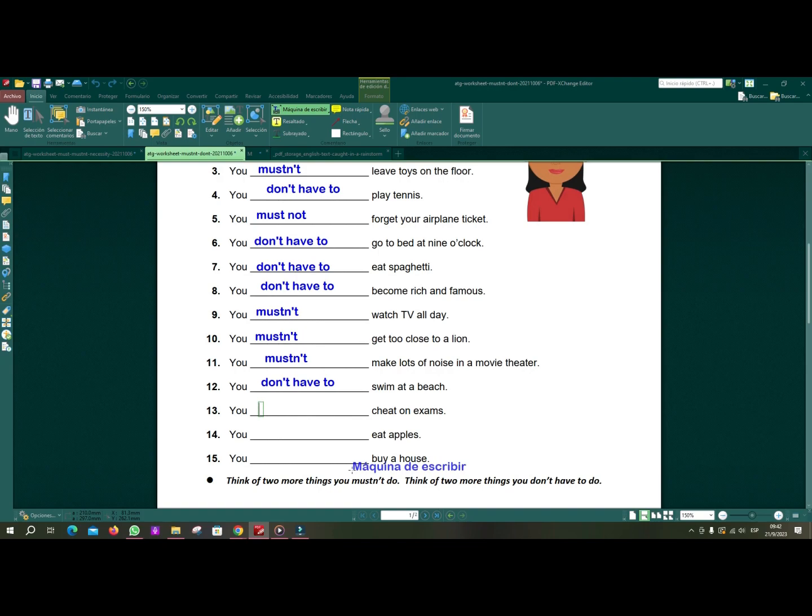¿Creen que copiar en los exámenes...? Mustn't? Yes, you mustn't. Y usted va a decir, teacher, pero yo lo hago. Ajá, pero es una regla no copiar en los exámenes, right? So, you mustn't cheat on exams. Okay, nice.